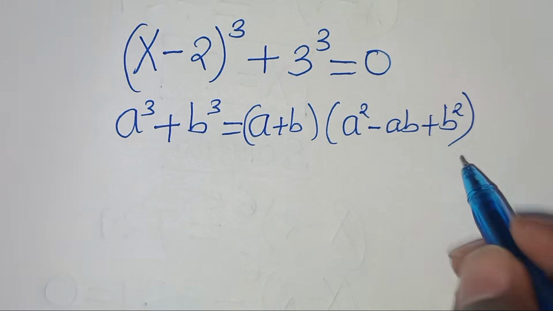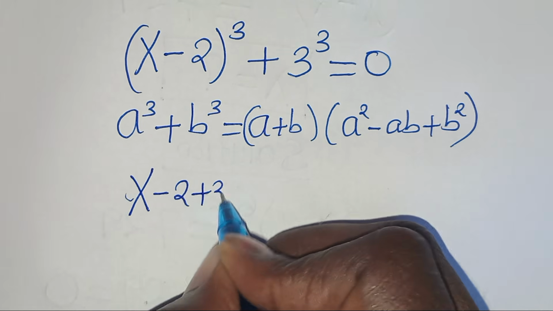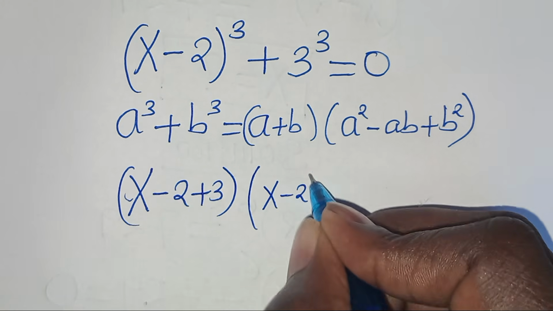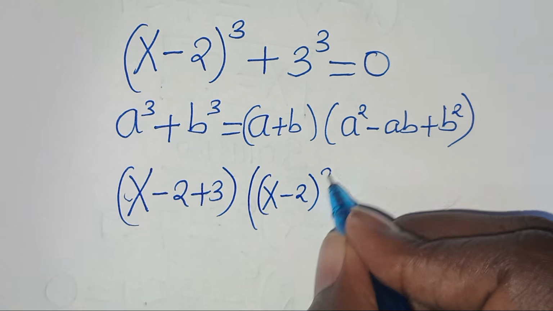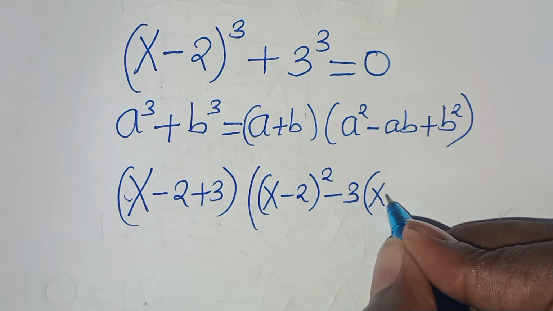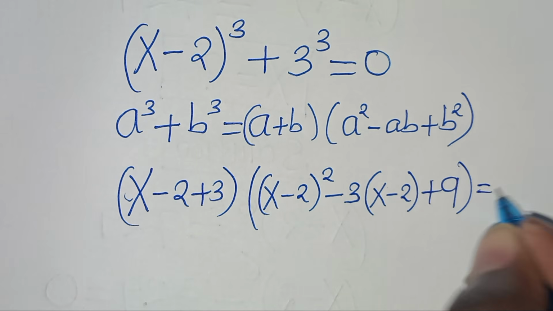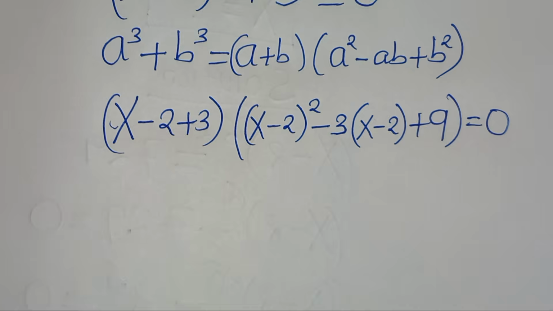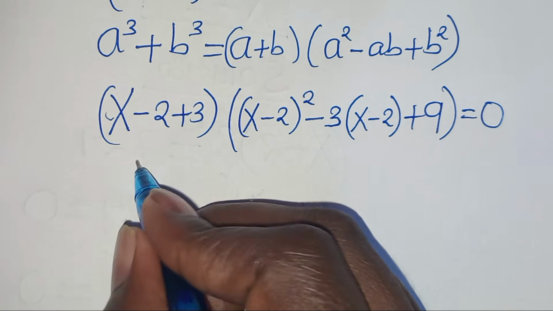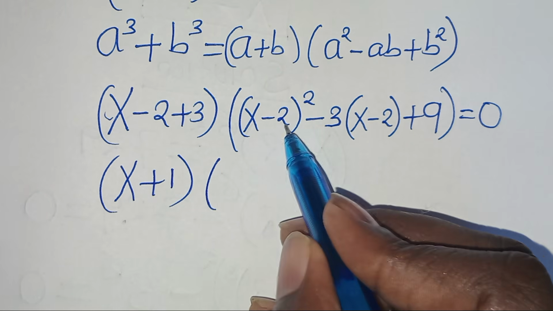Applying this identity, then we have (x - 2 + 3) times ((x - 2)^2 - 3 multiplying by (x - 2) + 3 squared, which is 9), then this is equal to 0. So this is to mean that minus 2 plus 3, this is 1. So we have x plus 1, times (x - 2)^2.